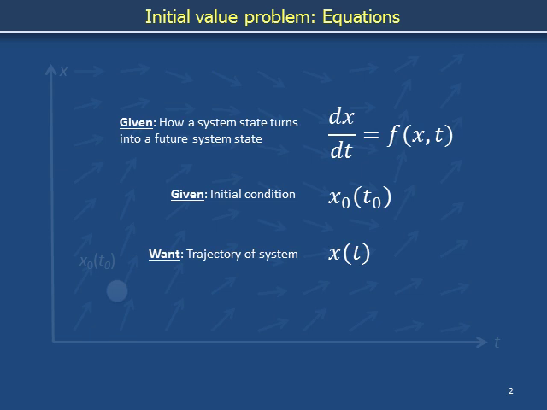The time derivative of x around time t can be a function f of the immediate system state x and possibly even of time t. The initial value of the state is x sub 0 at initial time t sub 0, and we want to solve for the state x at other times t. We want the function x of t.